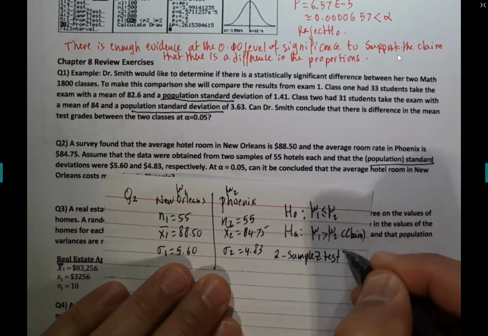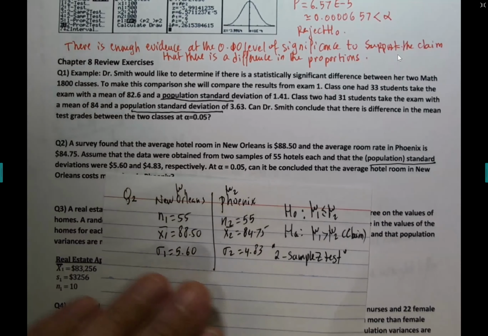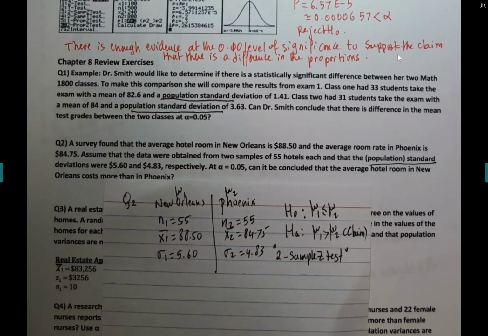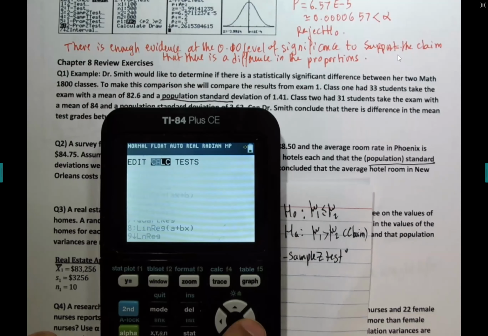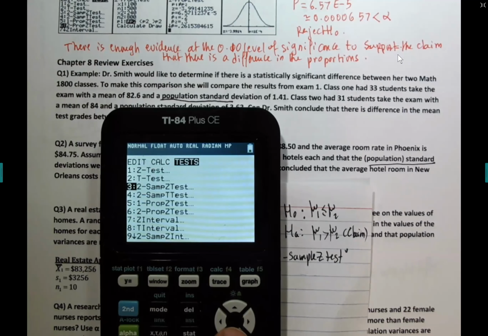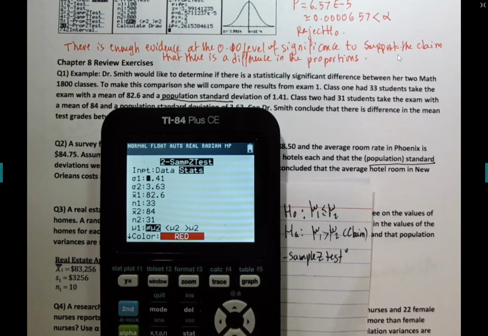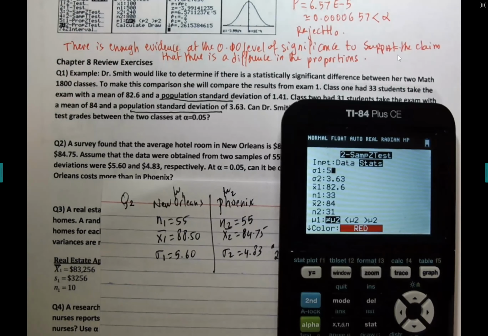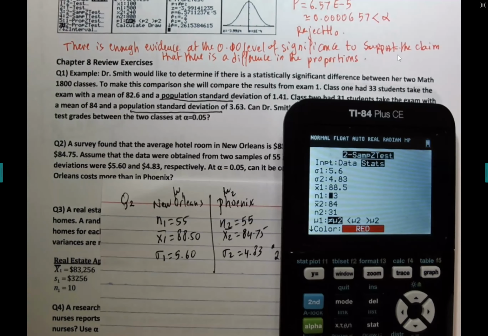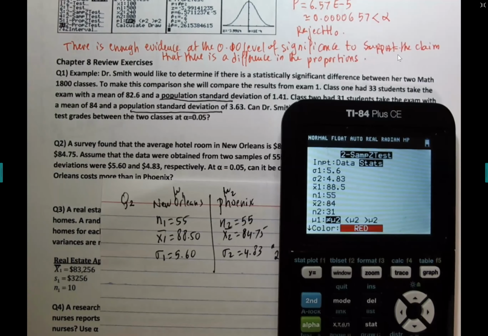So I tried to put 2 questions from section 8.1 here to review this. And let's run the test. If we were doing the work by hand, guys, it wouldn't even be halfway through of what I got done. That's what we used to do a while ago. So sigma 1 is 5.6. Sigma 2 is 4.83. X1 bar is 88.50. N1 is 55. X2 bar is 84.75.